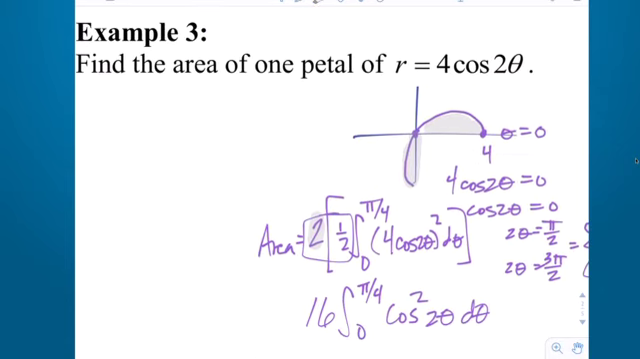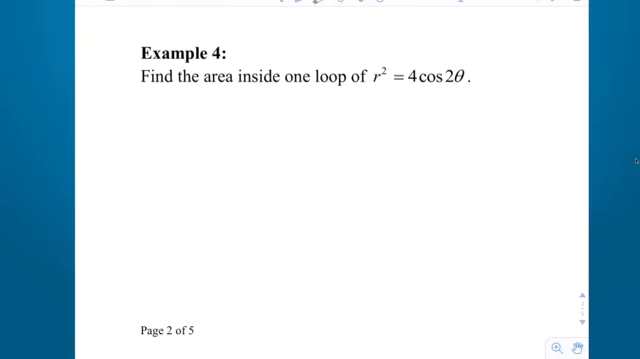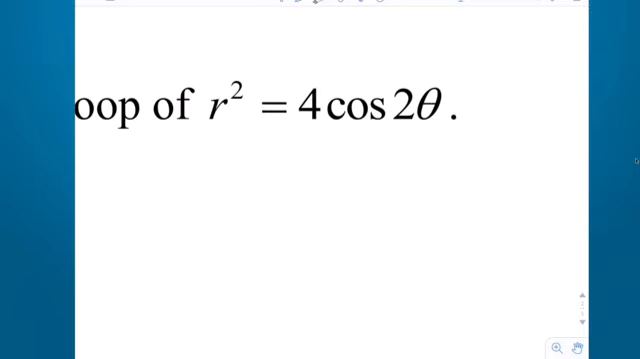Any questions on number 3? All right, number 4. Now it's getting a little more interesting. Find the area inside the loop of r squared equals 4 cosine of 2 theta.